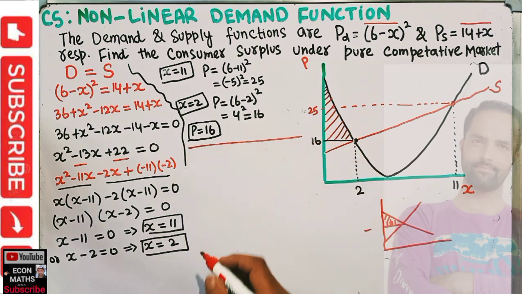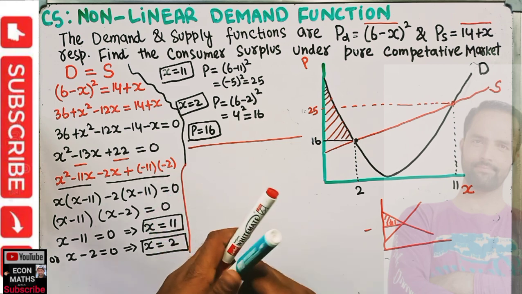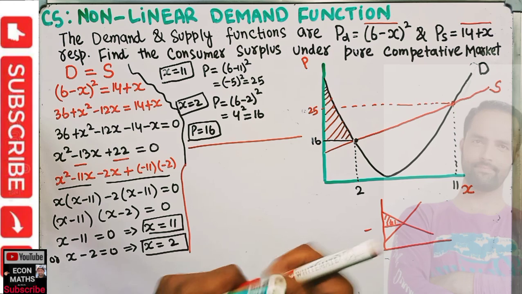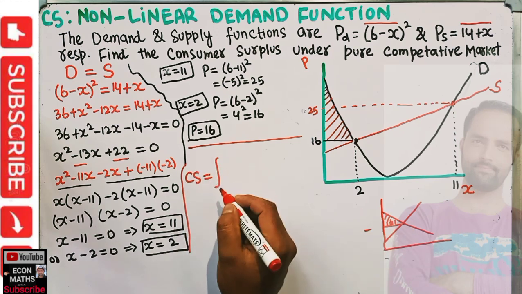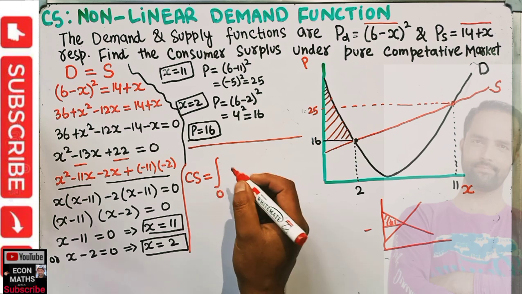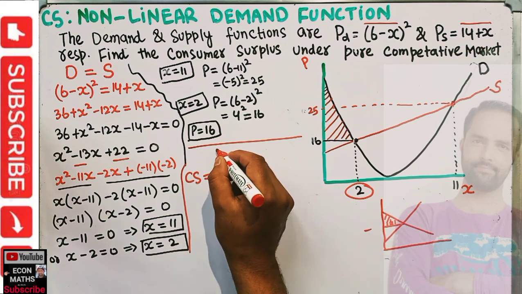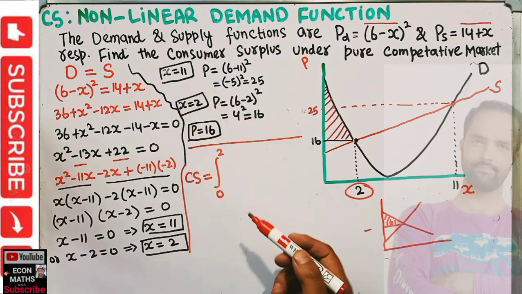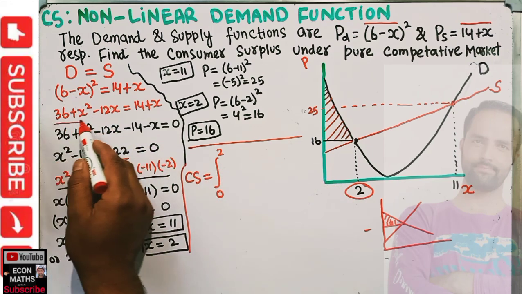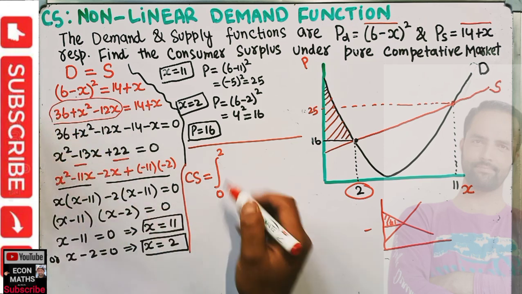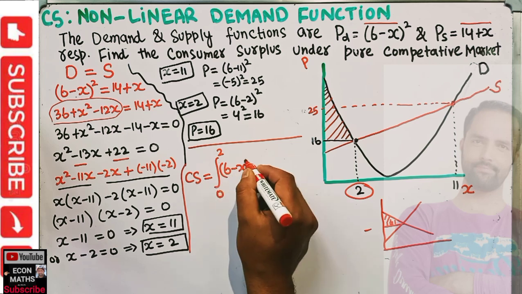Now how do we calculate consumer surplus? I will not go into further detail, but I will show you consumer surplus is simply equal to the definite integral from 0 to equilibrium quantity. I have assumed that this 2 is our equilibrium quantity, so from 0 to 2, the definite integral of our demand function. This is our demand function, and we have written it like this: 6 minus x whole square.